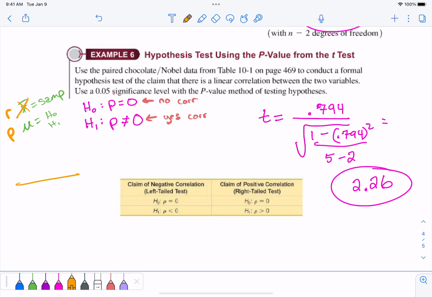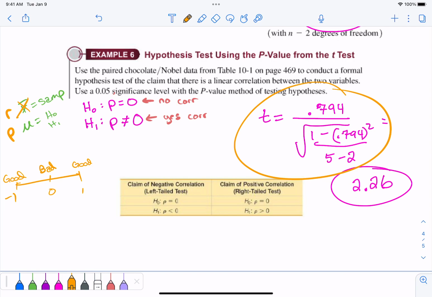R lives somewhere between -1 and 1. 0 is a bad R, and -1 and 1 is a good R. We have to convert our R to a value of T, and that tells us where we're at on our bell curve. So if you haven't drawn a bell curve on example 6, do it. We're going to label it. The significance level is 0.05, and we split it, so it's 2.5% and 2.5%, which means 95% in the middle.